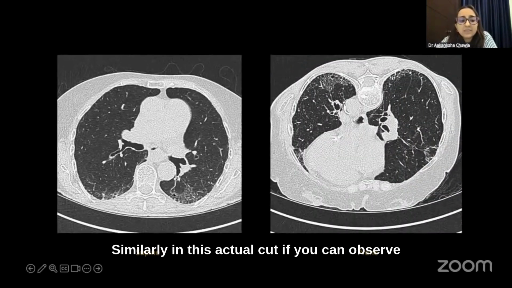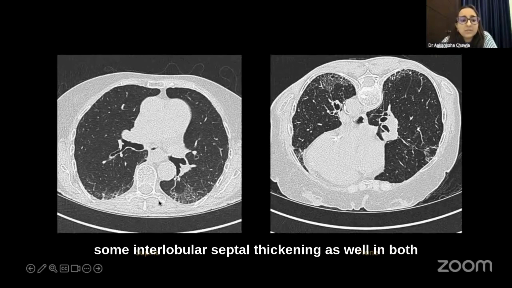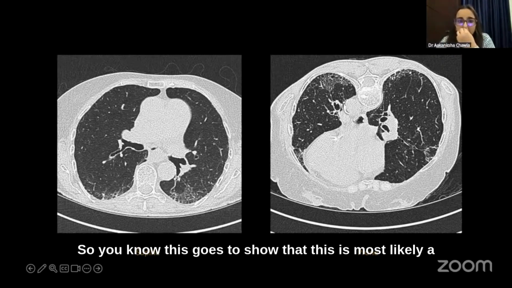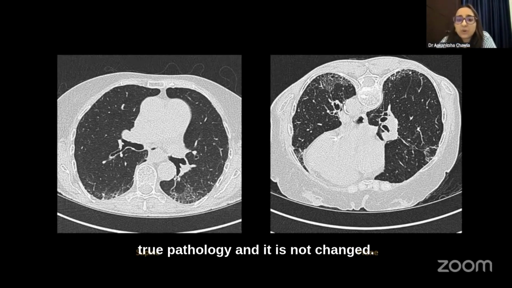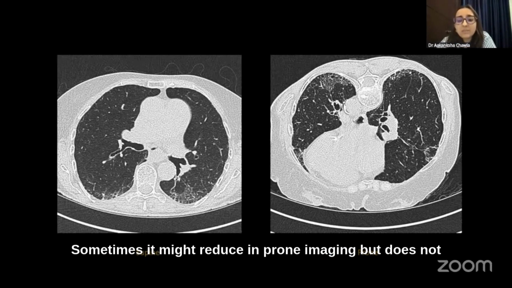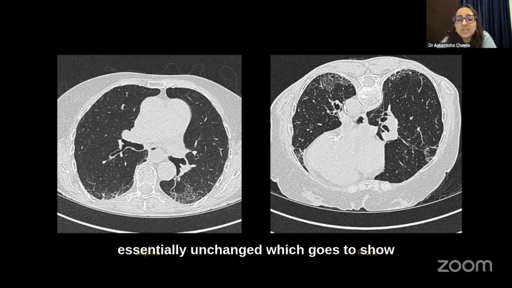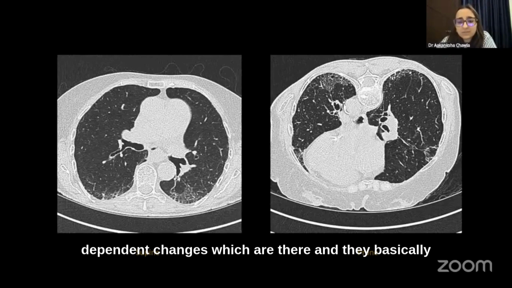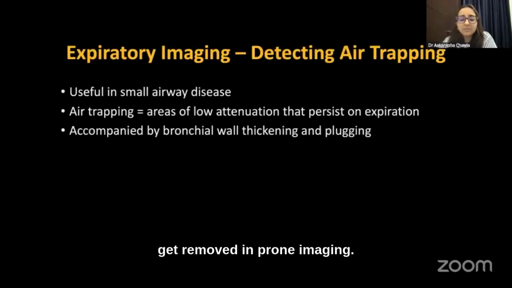Similarly, in this axial cut, if you can observe, there's ground glassing, some interlobular septal thickening as well in both the bases, and this remains in the prone images as well. So, this goes to show that this is most likely a true pathology and it is not changed. Sometimes it might reduce in prone imaging, but does not essentially go away, which goes to show that there is a pathology. The dependent changes, however, basically get removed in prone imaging.